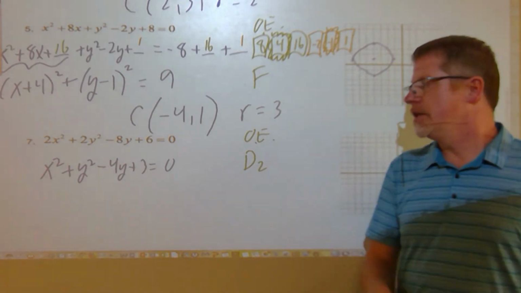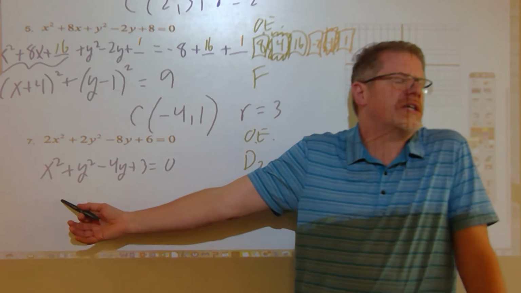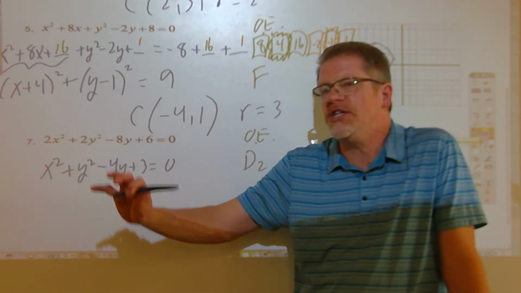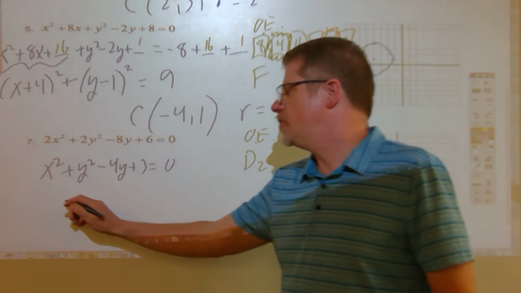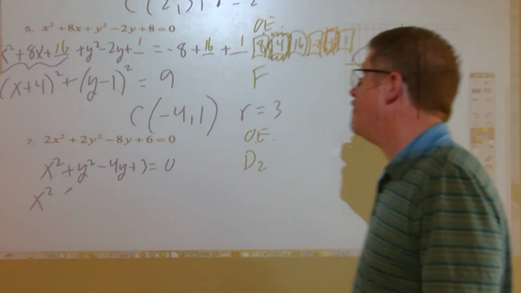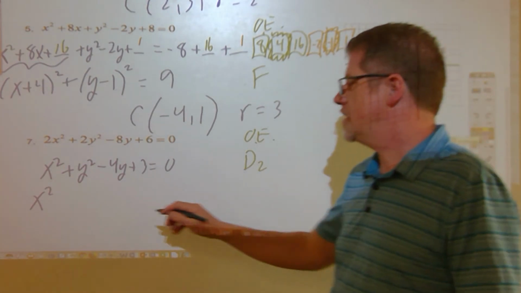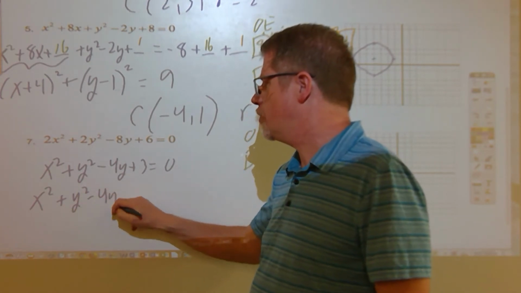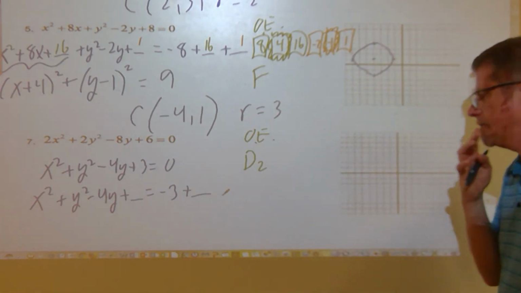Now this time, there's no need to complete the square in x. You only complete the square in x when you have both a quadratic term and a linear term. We don't have a linear term in x. So we can hold off on the green boxes, and we're just going to complete the square in y. So it's going to be y squared minus 4y plus blank equals negative 3 plus blank.